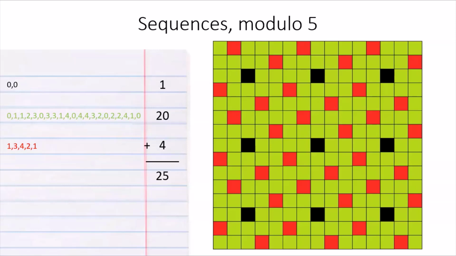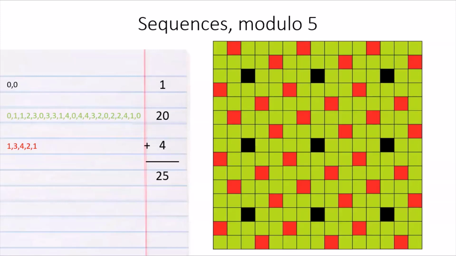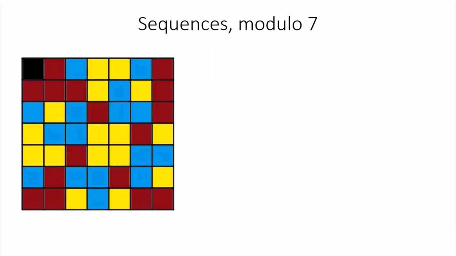We can play a similar game with any number, and I think the nicest pictures come from the odd prime numbers. So for example, if we work modulo 7, we get a picture like this. As you can see, there's the 0, 0 black square up in the corner, and 7 times 7 is 49, so there are 49 squares. One of those is black, and of the 48 remaining squares, we have 16 maroon, 16 blue, and 16 yellow.